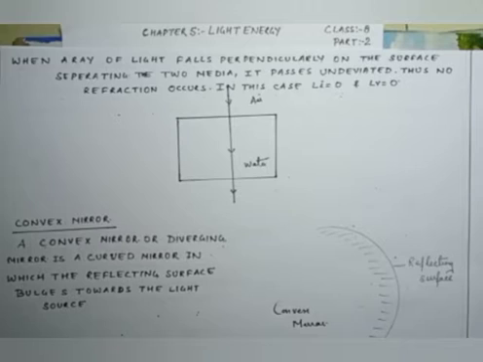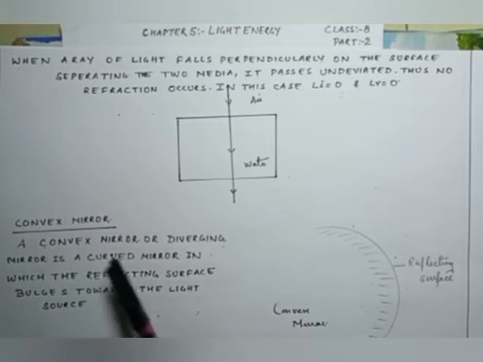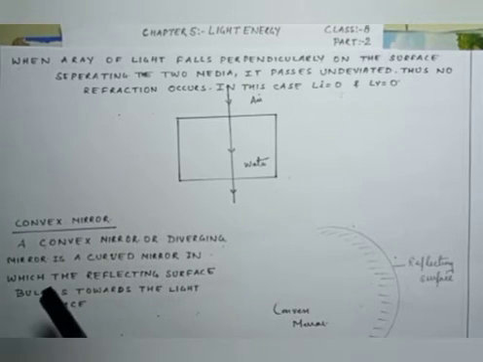Today we are going to start with the second part of the same chapter, that is light energy, and the very first topic is convex mirror. So let us see what is convex mirror. A convex mirror or diverging mirror is a curved mirror in which the reflecting surface bulges towards the light source.